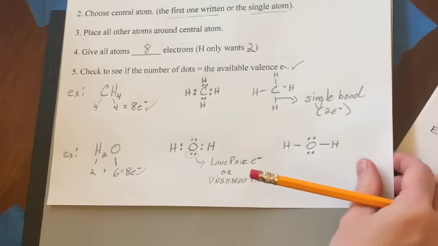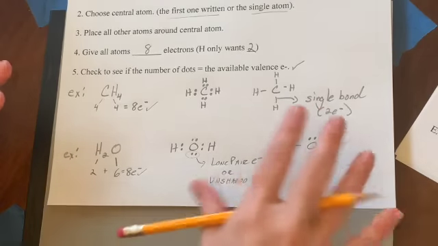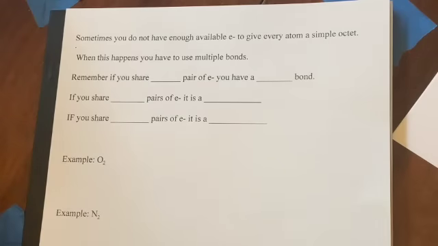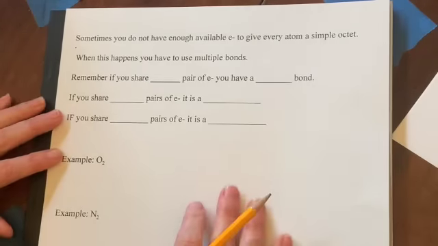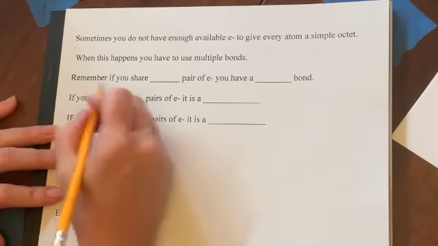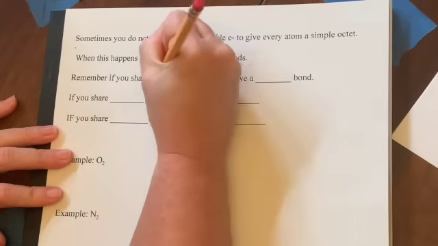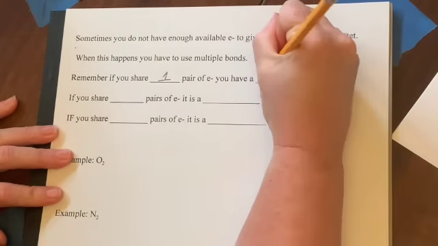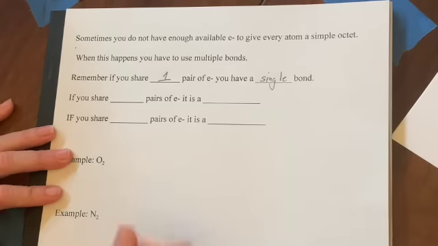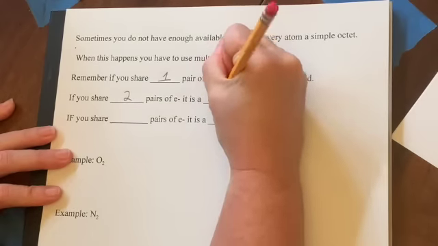So let's go on ahead and see what happens when things don't work out as perfectly as they did here. Sometimes you do not have enough available electrons to give you what is called a simple octet. And that's what we had last time, a simple octet. When this happens, you're going to have to use what are known as multiple bonds. So let's just remind ourselves a little bit. When you share one pair of electrons, you have what is called a single bond. And that's what we had in our previous two examples. You can have situations where you are sharing two pairs of electrons, and we call that a double bond.